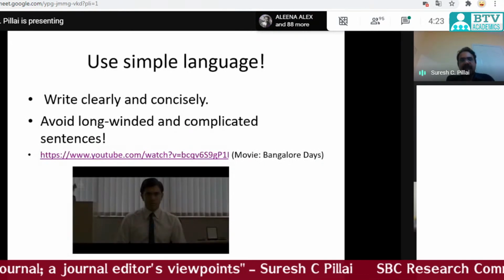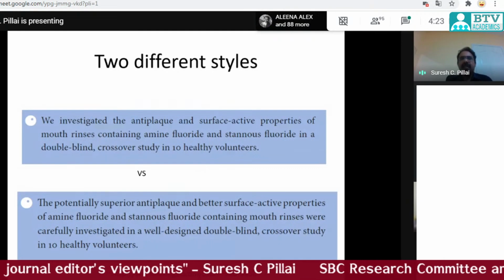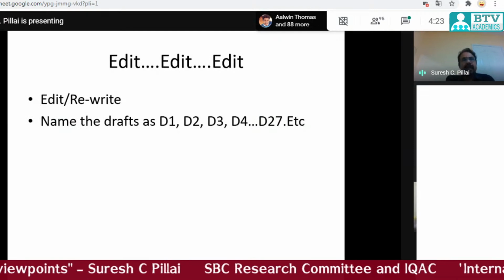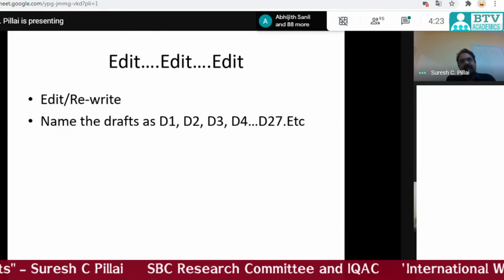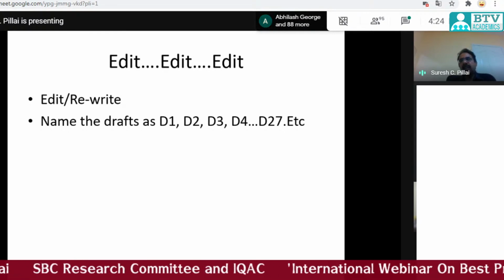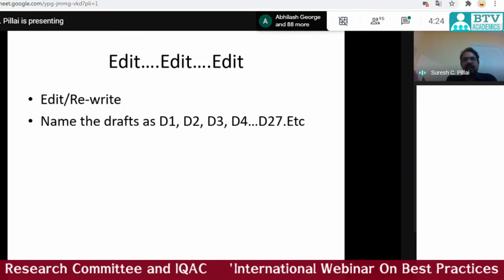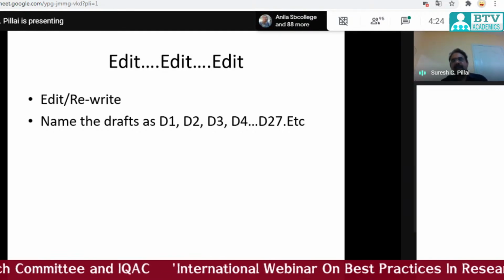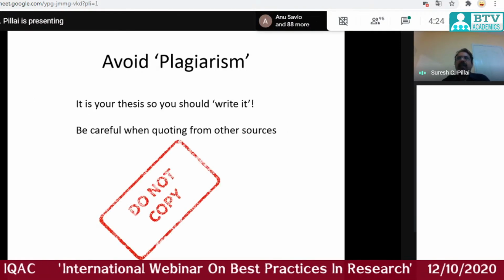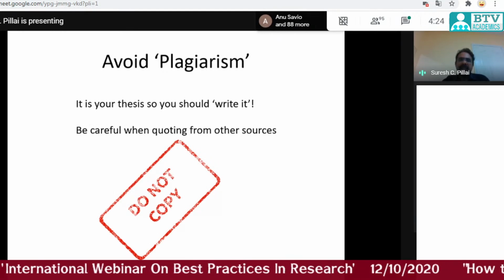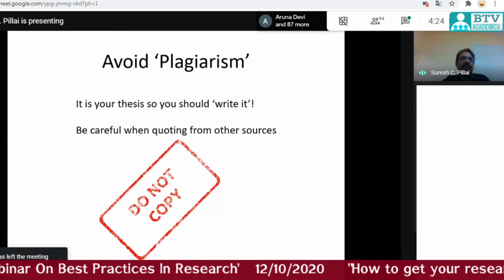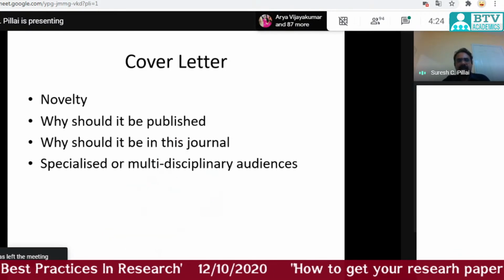Okay, so there's nothing technically wrong there, but it's a kind of long-winded and complicated sentence. You don't need to say that. You can write it in plain English. And once you write the paper, you have to edit, and edit, and rewrite. And you have to name the drafts D1, D2, D3, and D27, D42, like that, so that with every draft it will be improved. Most importantly, avoid plagiarism. It is your thesis or your work or your paper. You should write it. And be careful when quoting other sources.